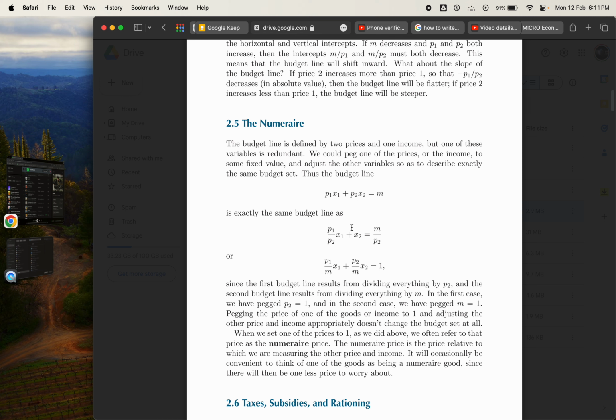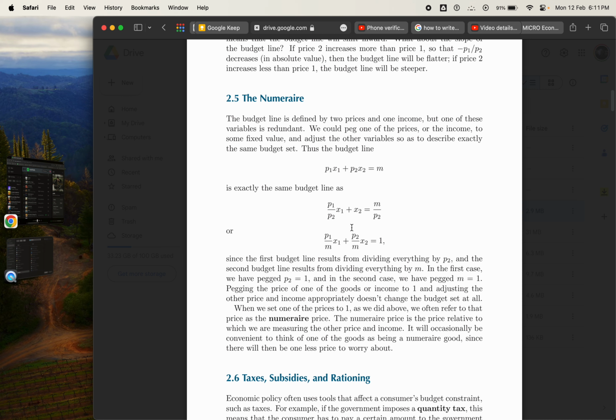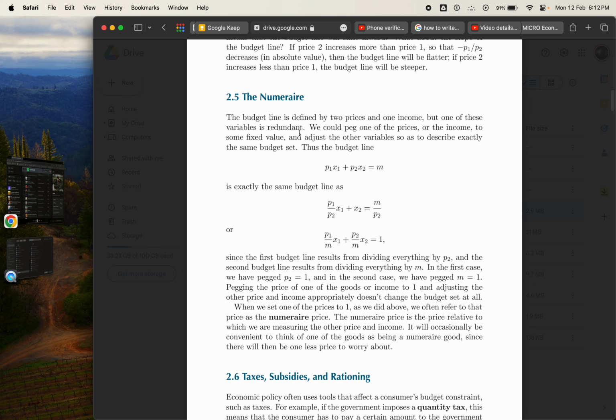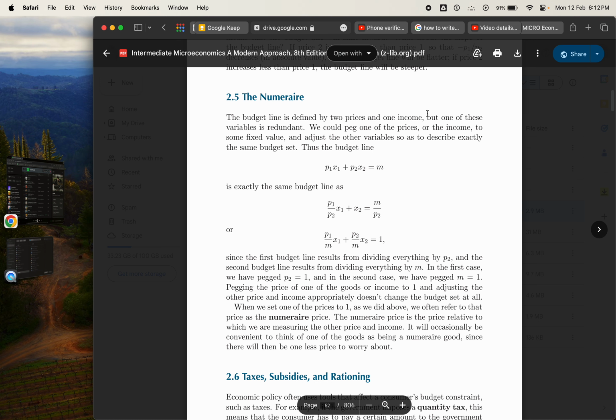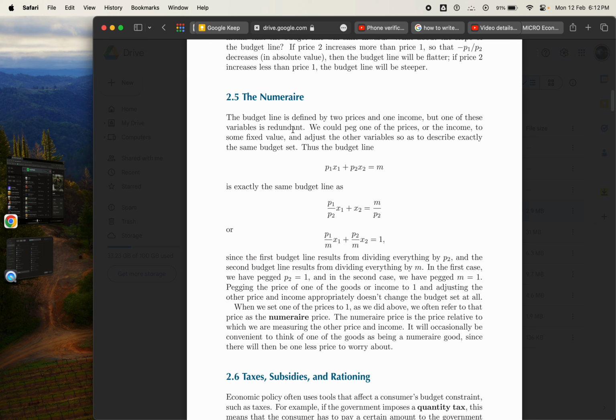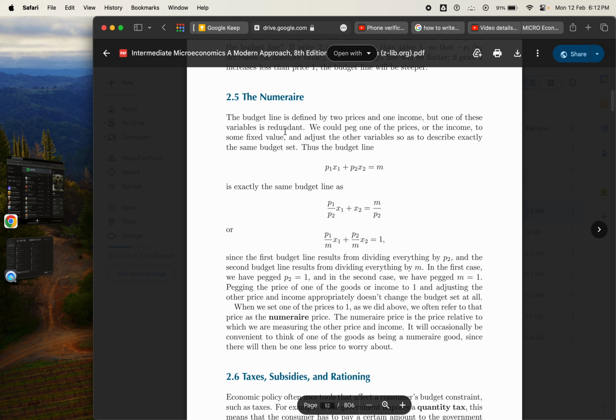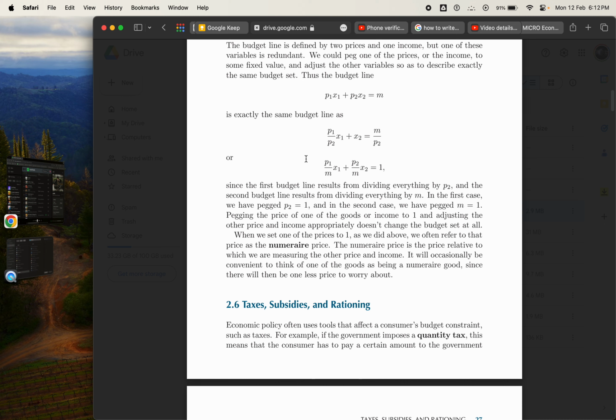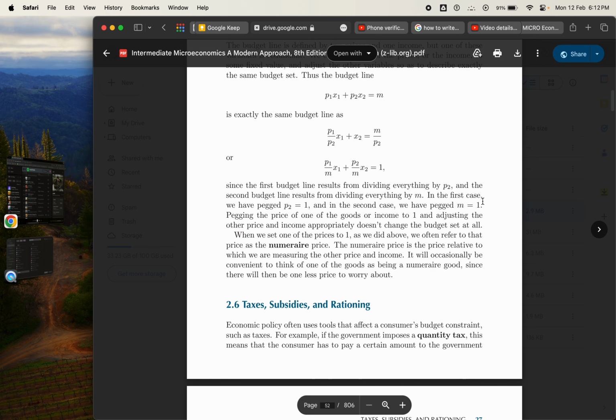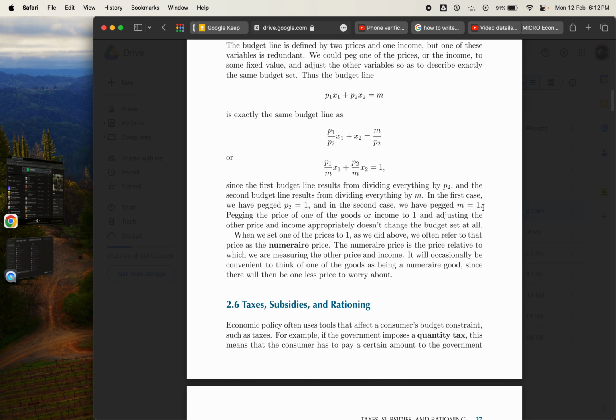General knowledge aside, what is a numeraire? While we consider X2 as a composite good, like the prices of the rest of the things, we could take its price as one. The budget line is defined by two prices and one income, but one of these variables is redundant because, of course, we could peg one of the prices or the income to some fixed value and adjust the other variable so as to describe exactly the same budget set. So they're playing around with math. They have fixed the price of good two as one, and you have pegged it as one.